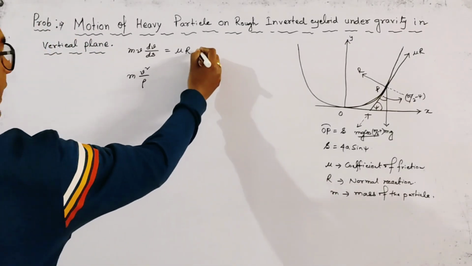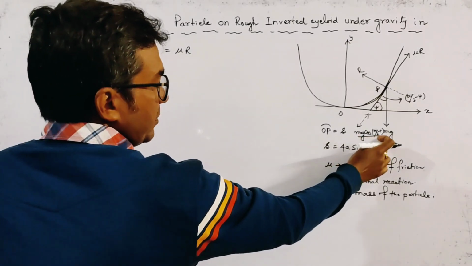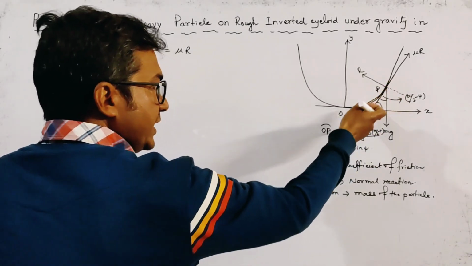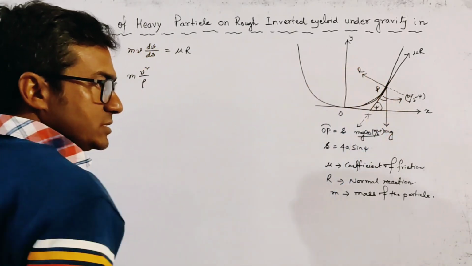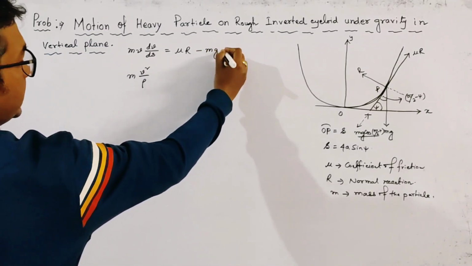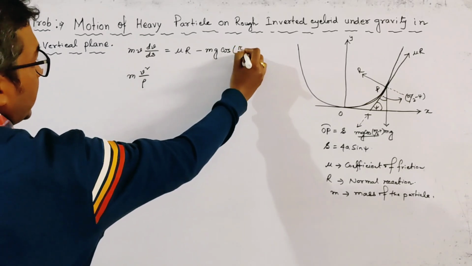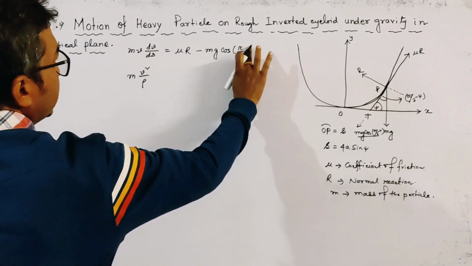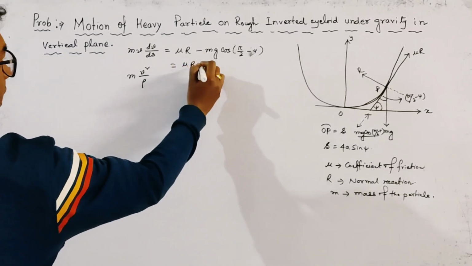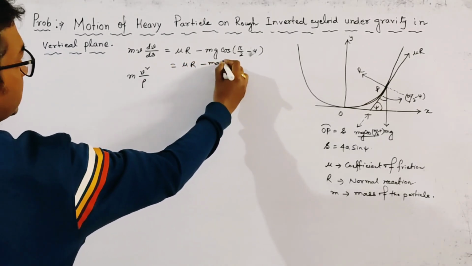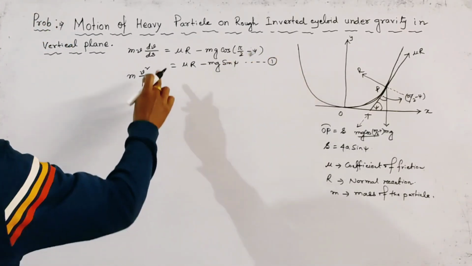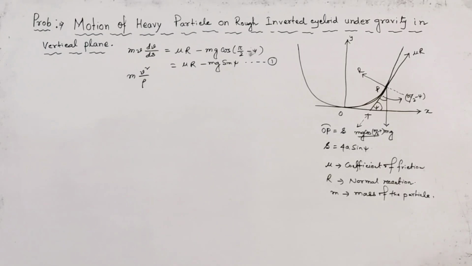So we get another force, which is mg cos(π/2 − ψ). This is a negative force, because this force tries to decrease the value of s. So we get μR − mg sin ψ, and this is equation number 1, the tangential equation of motion.